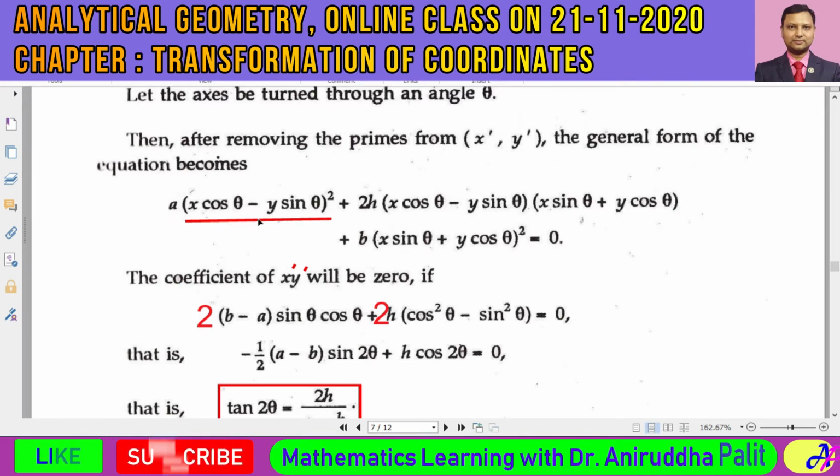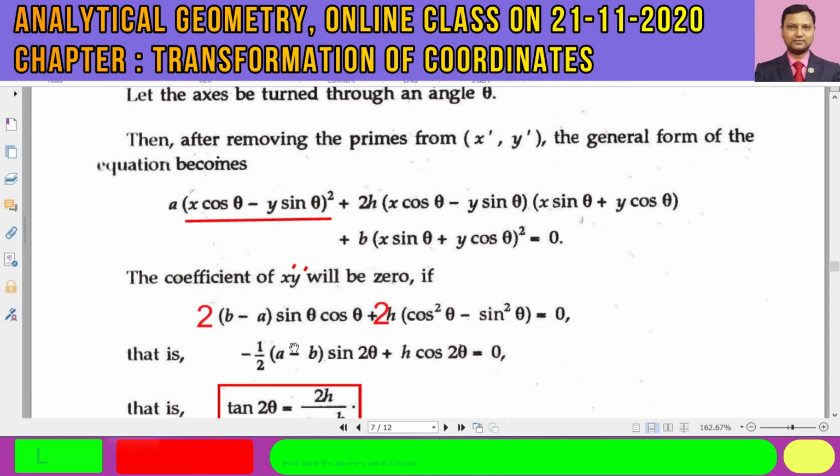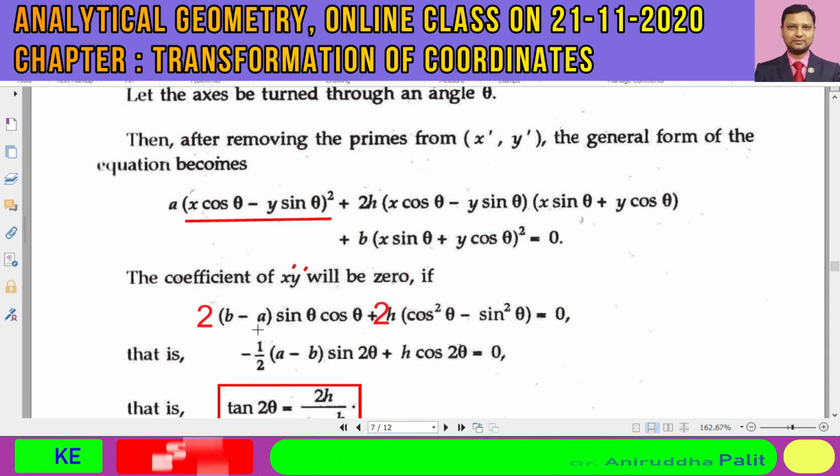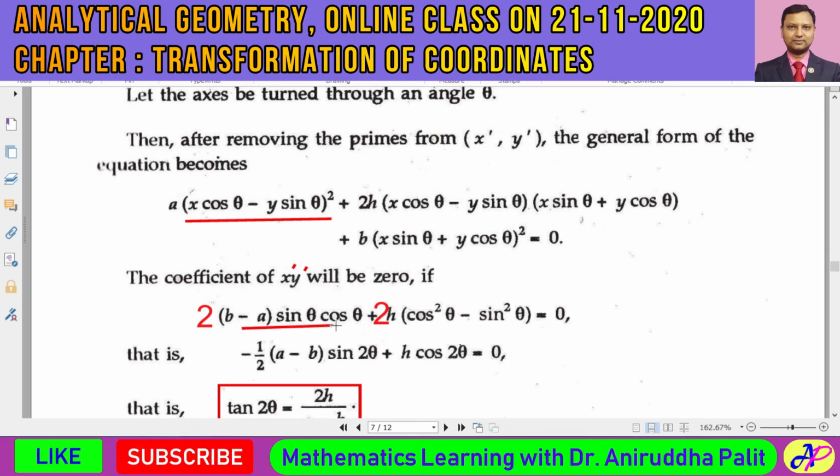So minus 2, twice a, this is the minus twice a, 2 into minus a sin theta cos theta would ultimately come. So minus twice a sin theta cos theta should come from this first term.